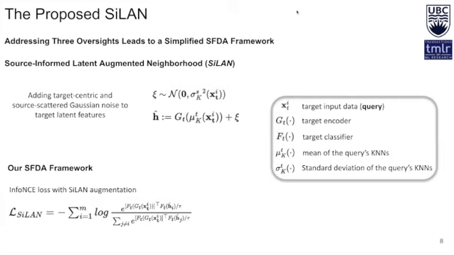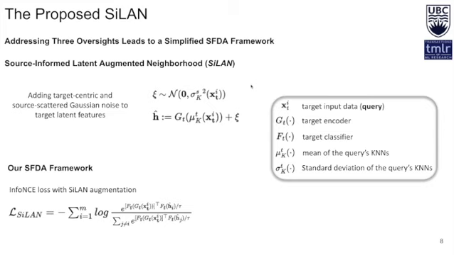Next, we will introduce our simple strategy to address all three oversights, which we name the source-informed latent augmented neighborhood. For this method, we first utilize the source pre-trained model to figure out the k-nearest neighbors of the target query samples. And then we use the source model, which is updated on the source data, to figure out the k-nearest neighbors of the target queries.